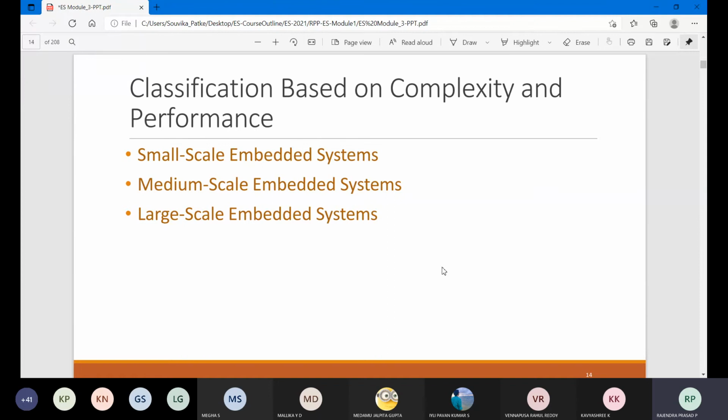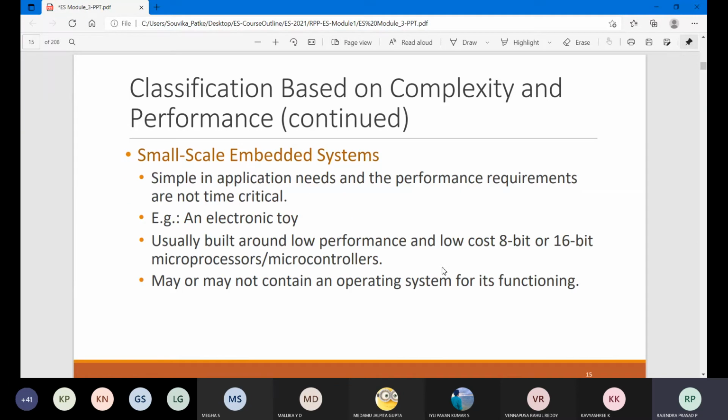Right. Then we have small scale embedded systems, medium scale embedded systems, and large scale embedded systems. For different applications, we have different ones, like a remote or a washing machine, because there are all different types of application. For example, an electronic toy. If I take a toy, it will just rotate, move left, move right, up, down. That is nothing but a small scale embedded system.